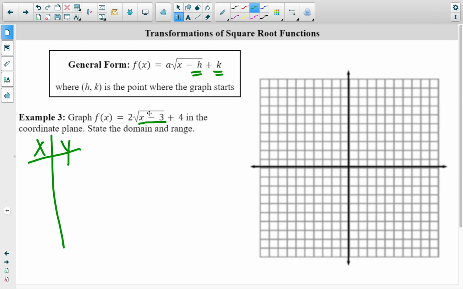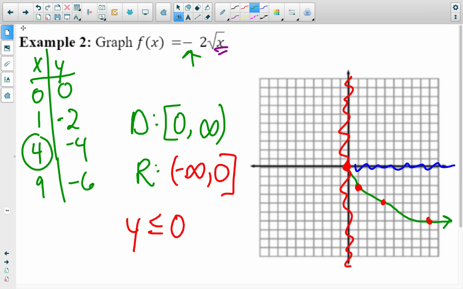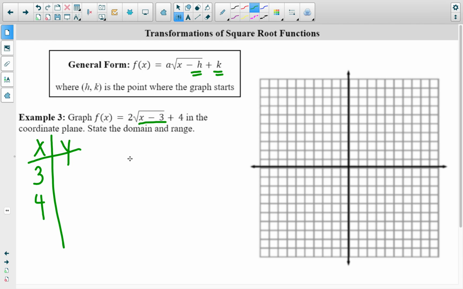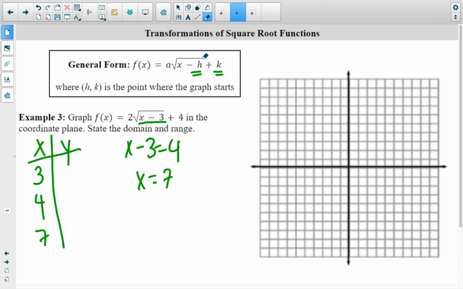Okay, so in order to get 0 underneath the radical, so that I can take the square root of 0, I want to plug in 3. In order to get 1 underneath that radical, because 1 is our next perfect square, I want to plug in 4, right? Because 4 minus 3 is 1. What's our next perfect square that we've been working with? 4. So how can I get 4 underneath this radical? I could just plug in 7, because 7 minus 3 is 4.